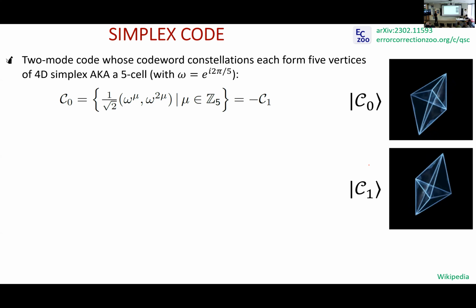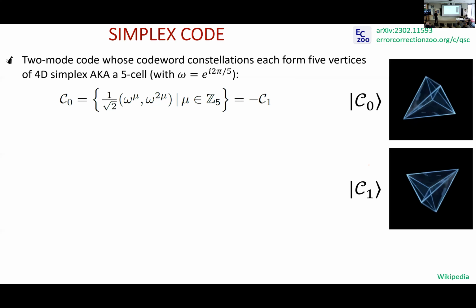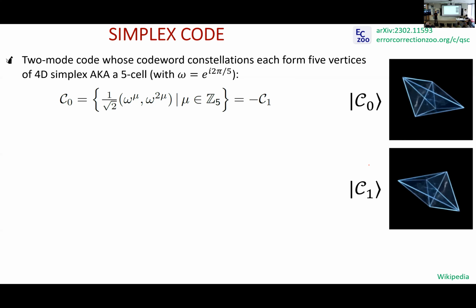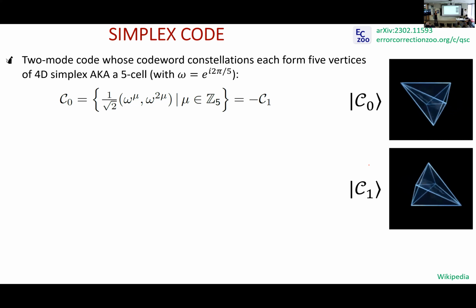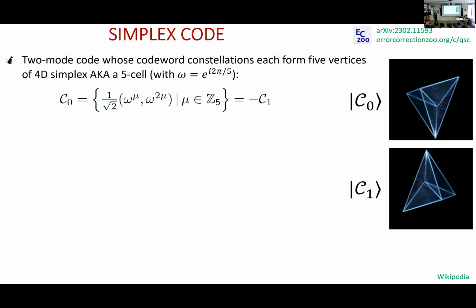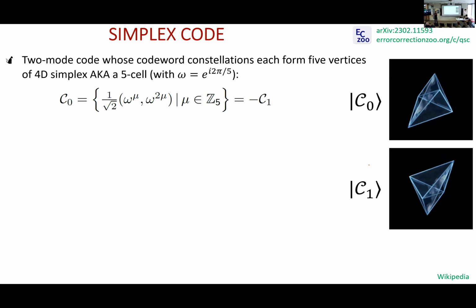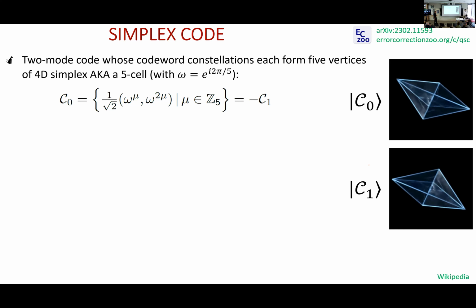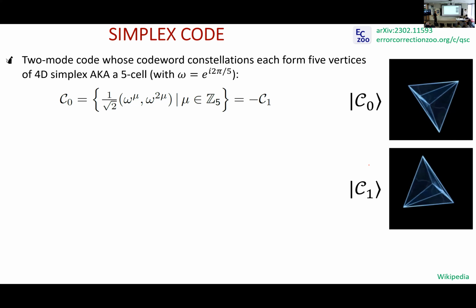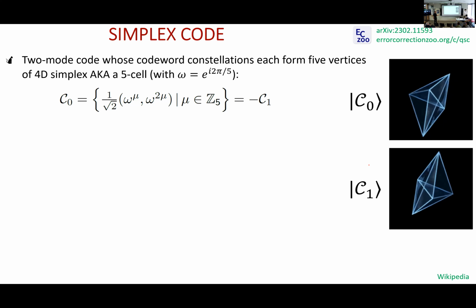This is called a 5-cell, which is a simplex in 4 dimensions. The notion of a simplex is that the distances between any pair of points are the same. That's what defines a simplex. And the 2D version is the equilateral triangle, and you saw that already.